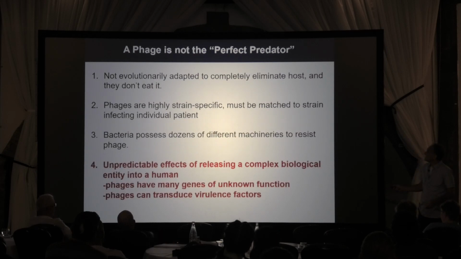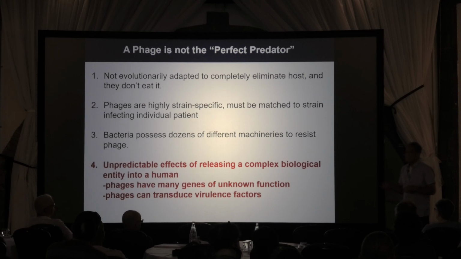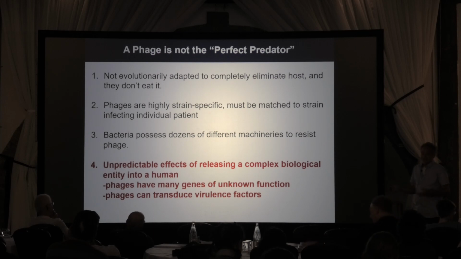Now, how do phages compare to that? I argue that phages are not the perfect predator. They're not evolutionarily adapted really to eliminate their host, and they don't actually eat their host. They parasitize their host. So phages are really parasites, if you look up the definition. They're also highly strain specific, so they can't be parasites of just anything, as we all know, any particular species. And also, they're not irresistible.